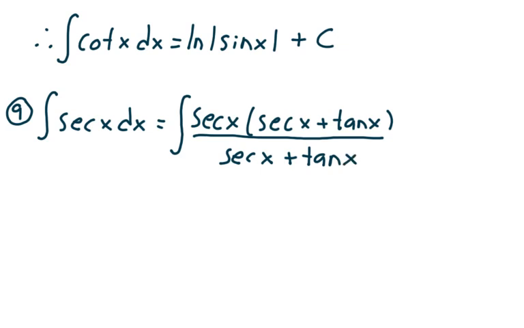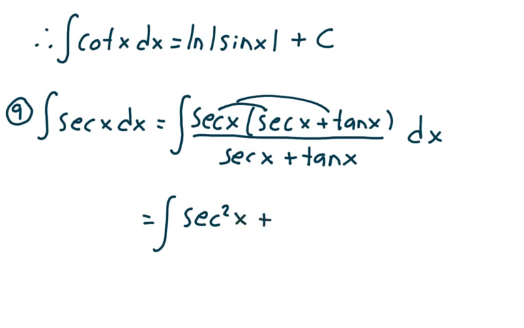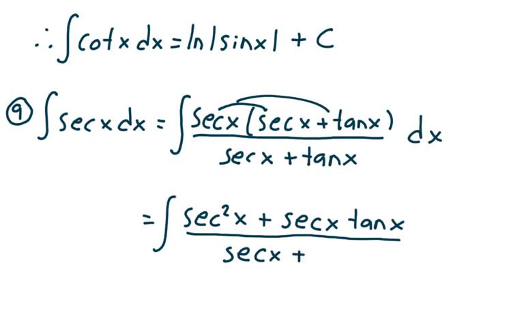Now, distribute the secant x inside. And when I do, I get secant squared x plus secant x tangent x, divided by secant x plus tangent x. And I want you to observe that the derivative of secant x is secant x tangent x. The derivative of tangent x is secant squared x. So it's a perfect setup for u substitution.